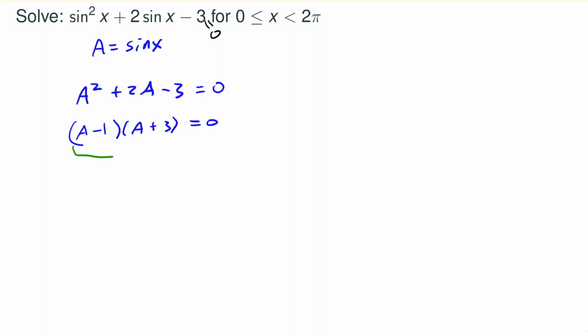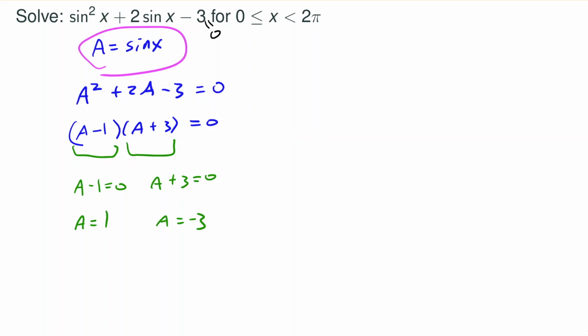So either this has to equal 0 or this has to equal 0. A minus 1 equals 0. A plus 3 equals 0. So then a equals 1, a equals negative 3. Well, what is a? A is sine x. So then we can write sine x equals 1, sine x equals negative 3.